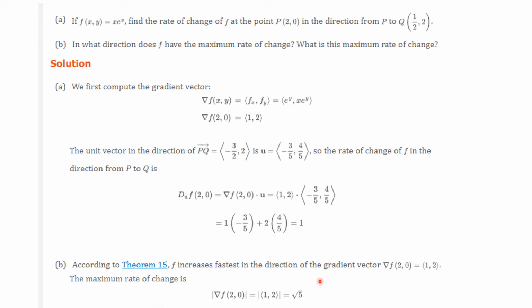Now, it moves the fastest in the direction of the gradient, and the gradient at (2, 1) is ⟨1, 2⟩, so the maximum rate of change is the magnitude of the gradient evaluated there. That's the magnitude of the vector ⟨1, 2⟩, and if you do that calculation, that is the square root of 5. So you see this direction is not as big as this, because the square root of 5 is 2 point something, and this one is 1.